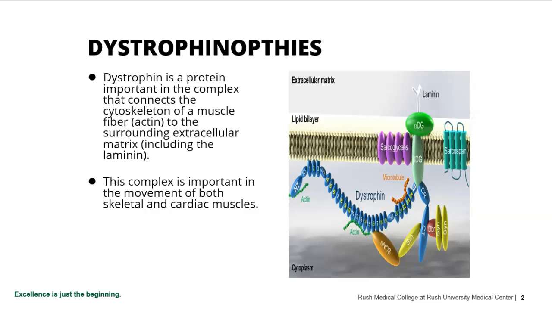So dystrophinopathies: dystrophin is a protein that's important in the complex that connects the cytoskeleton to the muscle fibers. Here's this long protein made of many exons that connects actin, which is part of the myosin-actin muscle program, to the cell membrane to stabilize it. This complex is important in movement for both skeletal and cardiac muscles.